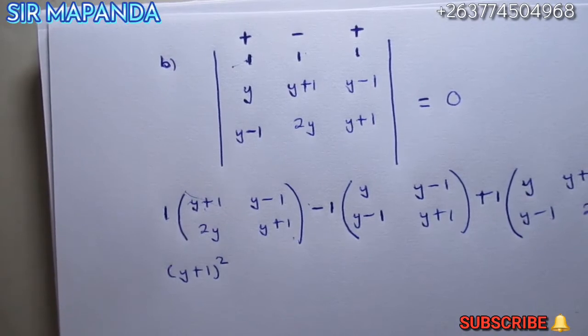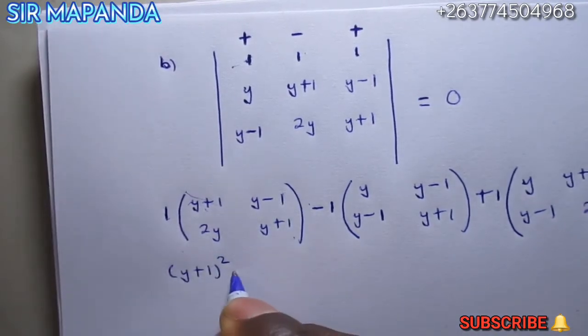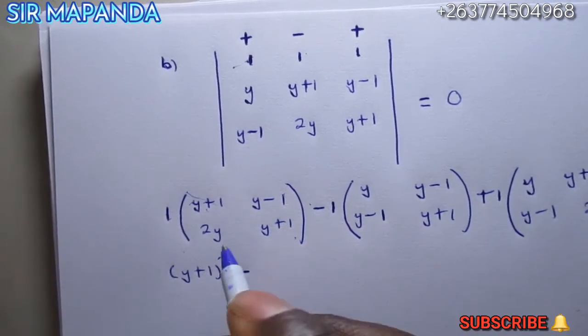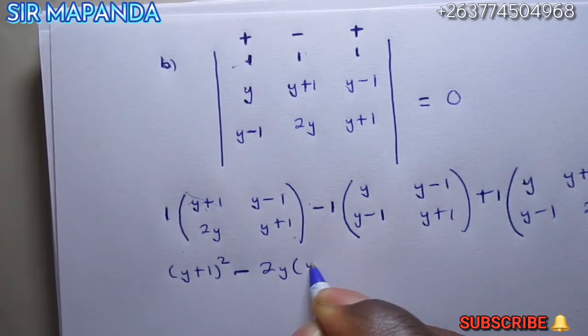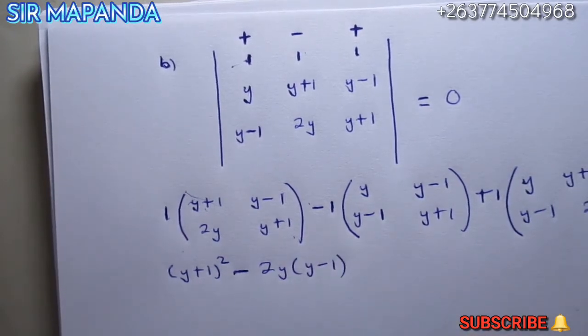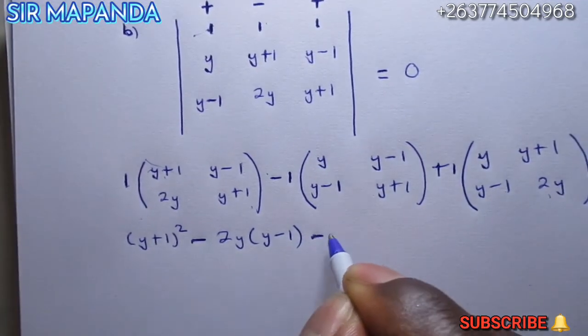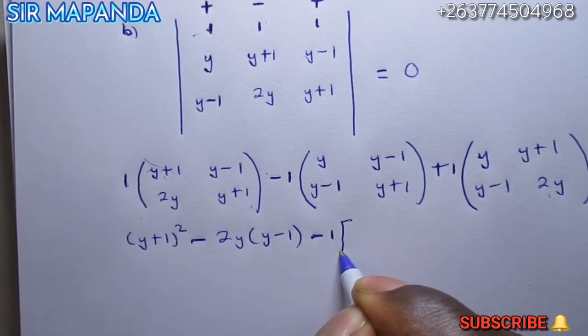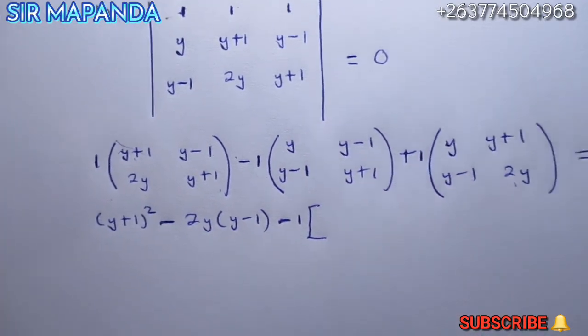I hope you are following, class. Before we multiply the second diagonal, you put a negative sign. So 2y times y minus 1, you get 2y, open bracket, y minus 1. We are done with the first bracket. I hope you are following, class. Then I'm going to put this negative 1 so that I do the multiplication inside a big bracket.